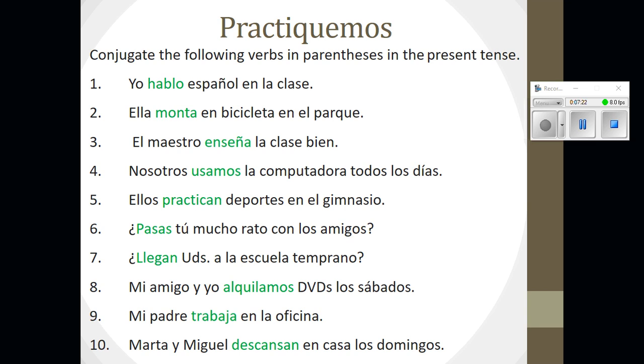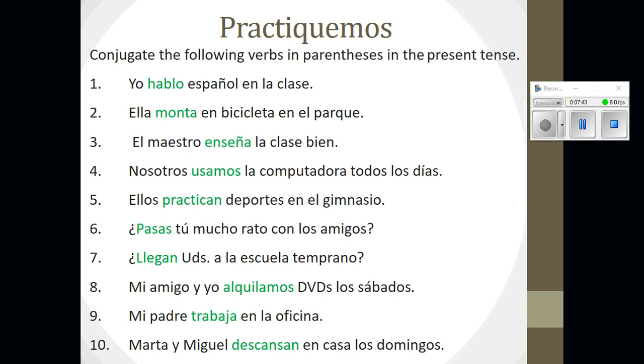Okay, número siete. ¿Pasas tú mucho rato con los amigos? Do you spend a lot of time with friends? Okay, so notice that, again, it's a question. So the subject pronoun comes after the verb, and we see that the subject pronoun is tú. So we drop the AR from pasar and add as. Pasas would be the correct form.